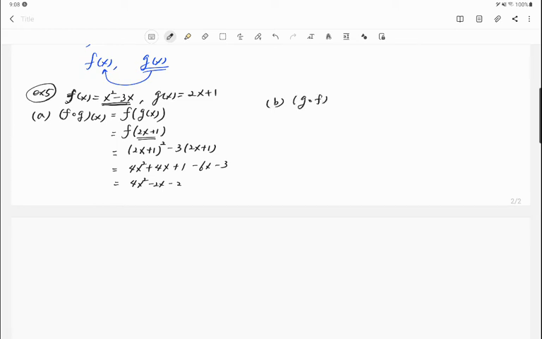g circle f? That means the function g will have an input that is f of x. So f of x will be the input of g. So the function g is 2 times x plus 1. So this x will be replaced by what? f of x, right? So 2 times, what is f of x? x squared minus 3x plus 1. So 2x squared minus 6x plus 1. So that is the result of g circle f.